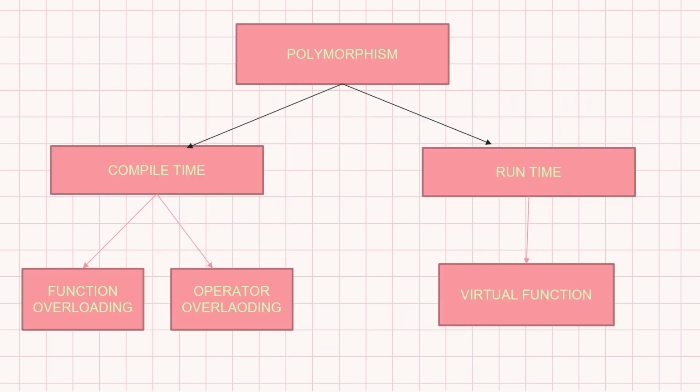Now we have to move forward. There are two types of polymorphism, compile time polymorphism and runtime polymorphism. So what is compile time polymorphism? We have two types of compile time polymorphism. First is function overloading and operator overloading, and in runtime we have virtual functions. We will cover these in detail.